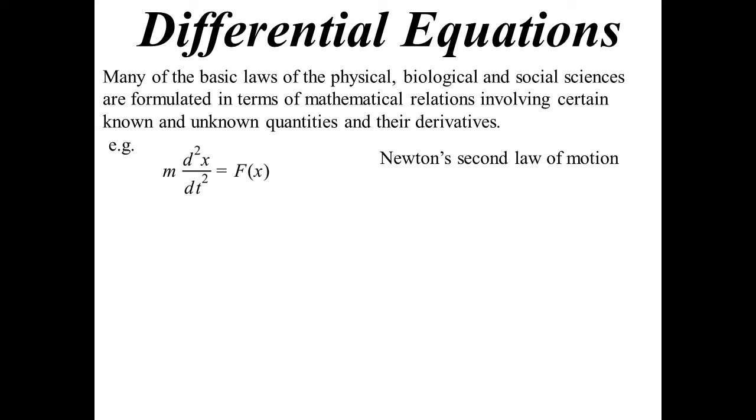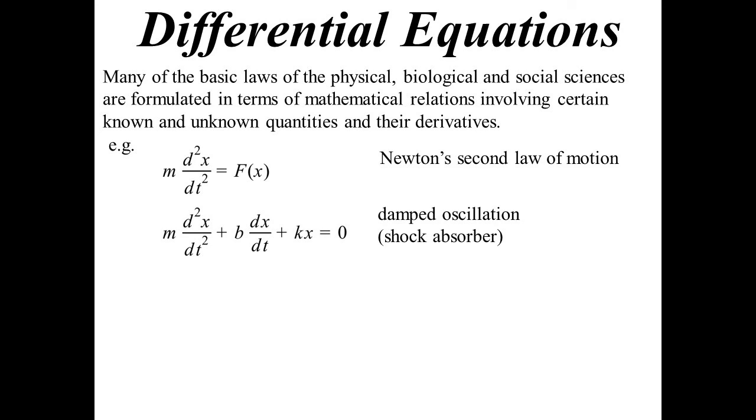There we go. m times the second derivative is equal to some function of x, which I've called capital F. That is, of course, Newton's second law of motion, which you're probably more used to seeing as F equals m times a. But that essentially is it. That's the differential equation for the second law of motion. This one here, you might not recognise.